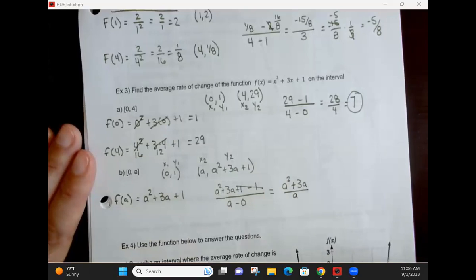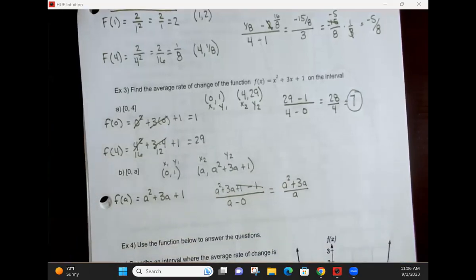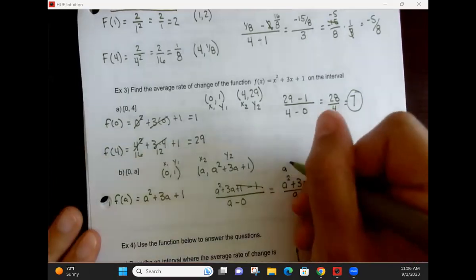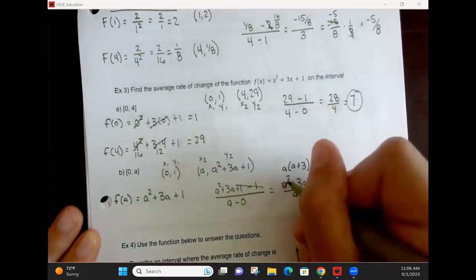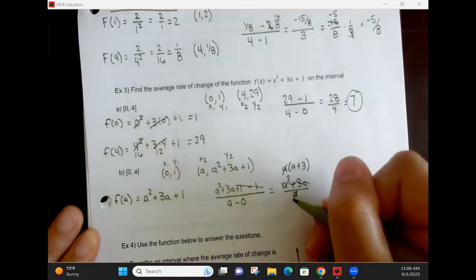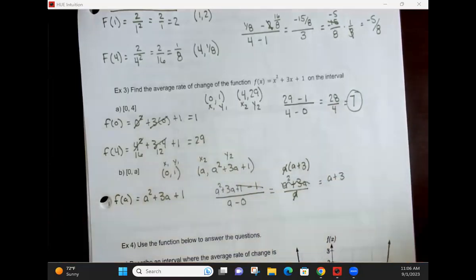There is one more thing I can do to simplify here. I have a GCF on top. Raise your hand if you remember talking about GCF last year in Algebra 1. I should see everybody's hand up. We did GCFs for like 100 years last year. Yeah. Okay, GCF of A here. Factor that out. And then I can reduce that A. So our rate of change here is just A plus 3.